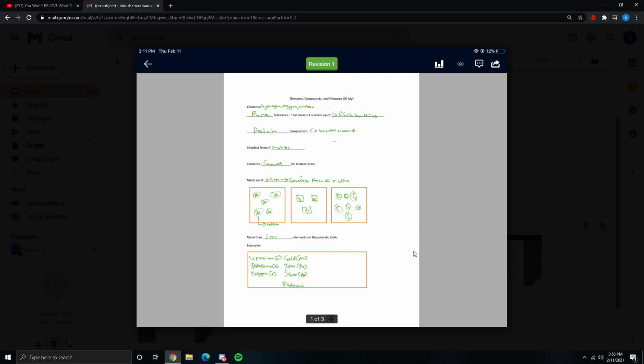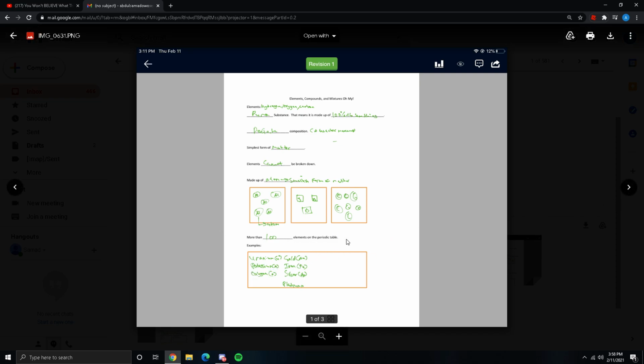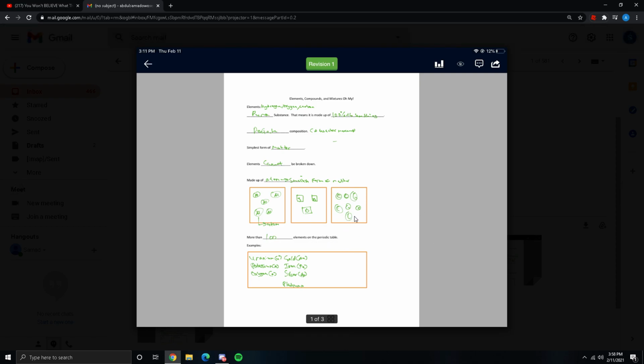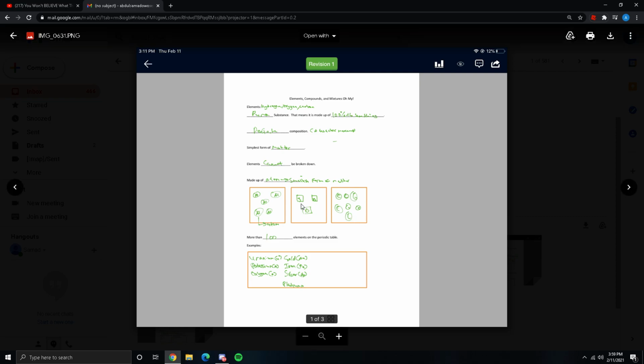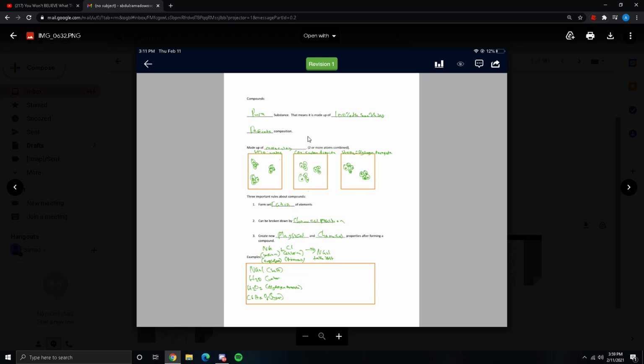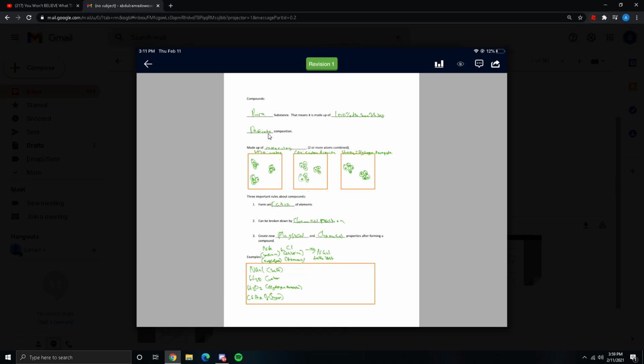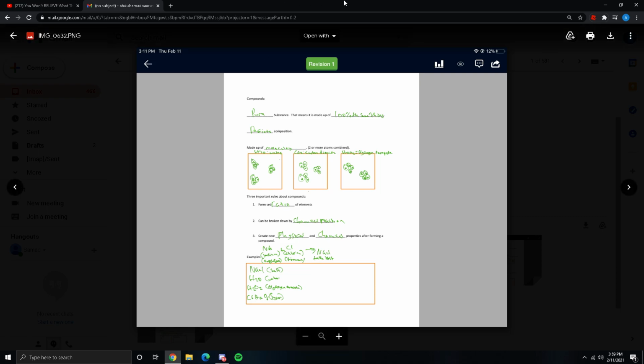Find your elements on the periodic table, as you can see. These are all examples. They all have to be the same letter, same color, and everything to be an element. Compound. A compound is also similar to an element, but with two.